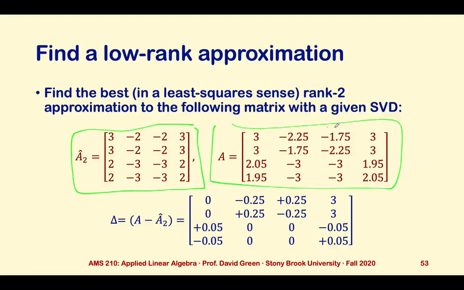This original matrix was rank 4. So we've reduced to a rank of 2. And what's the difference? Well, our original matrix was 3, negative 2 1/4, negative 1 1/4, 3. And the low rank approximation has these middle entries the same rather than slightly different. So we have slight errors, negative 1/4 and plus 1/4.